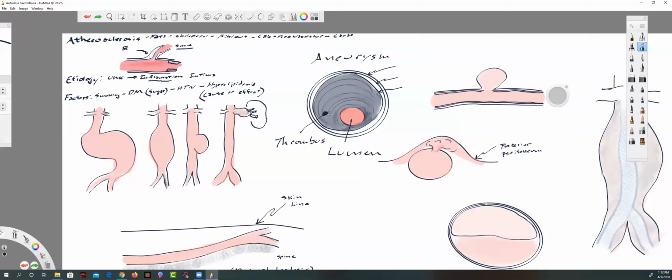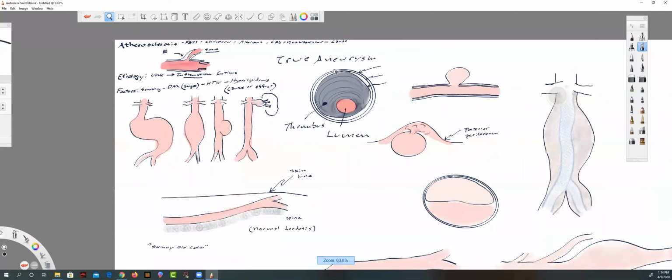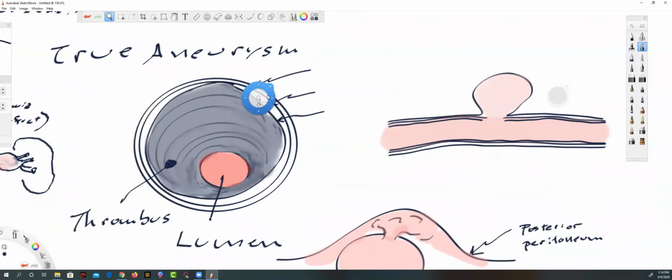And I've drawn these lines in here because over time, it's like onion layers of thrombus. Or like tree rings really, which is probably a better explanation. So with a true aneurysm, actually let's write that, true aneurysm, we have all three layers.